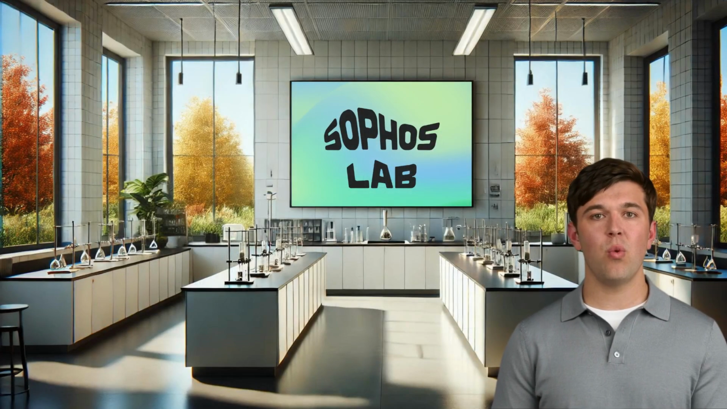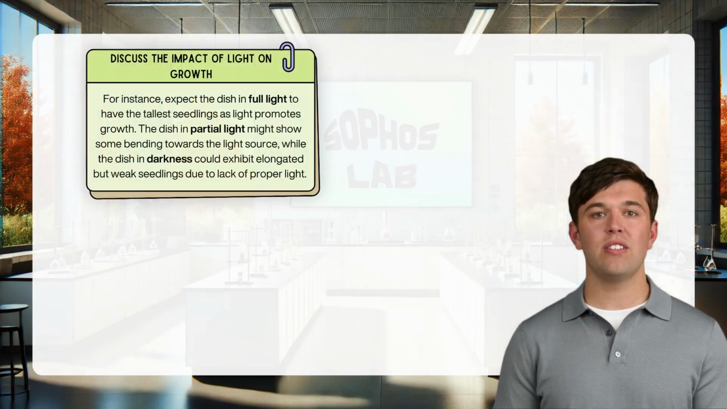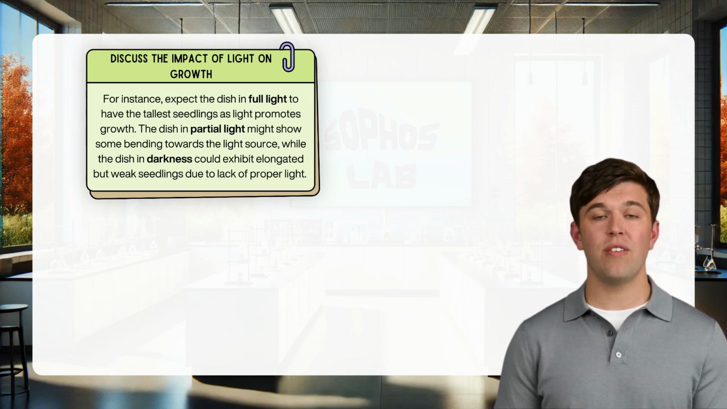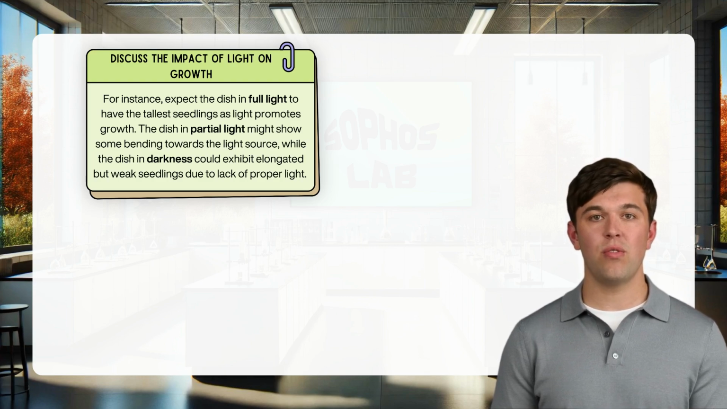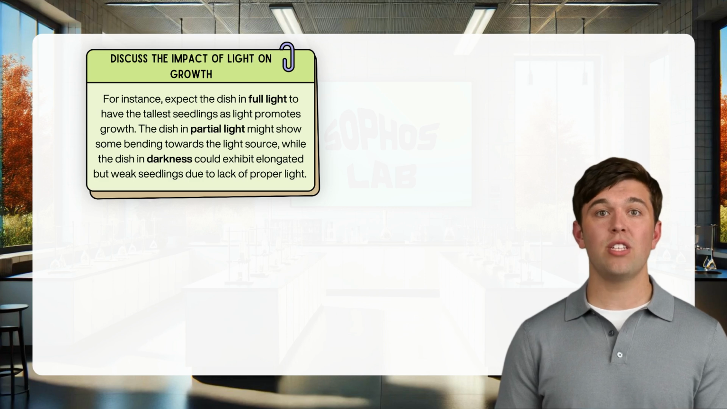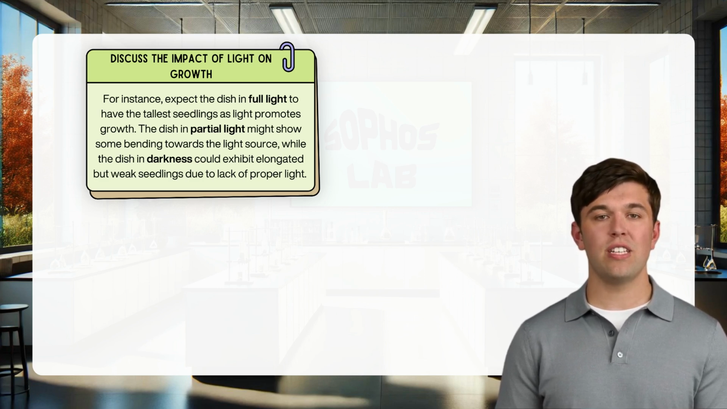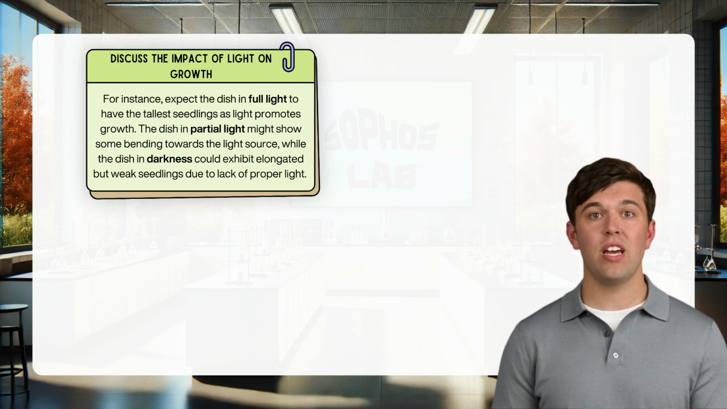Now that we have all of our results, we can analyze them. In our analysis, we should discuss the impact of light on growth. For instance, expect the dish in full light to have the tallest seedlings as light promotes growth. The dish in partial light might show some bending towards the light source, while the dish in darkness could exhibit elongated but weak seedlings due to lack of proper light.